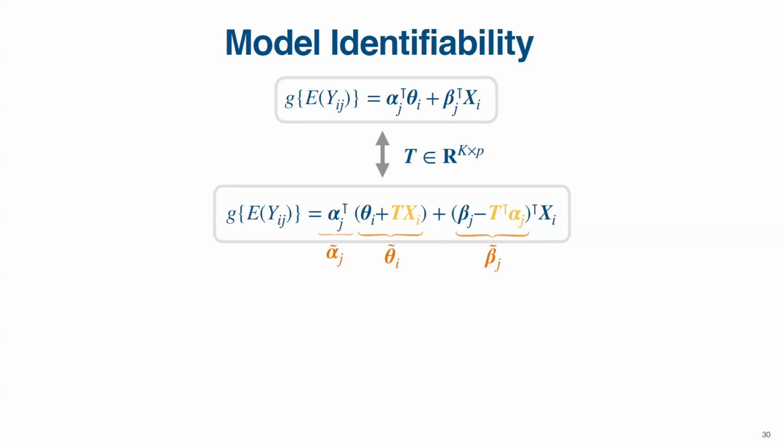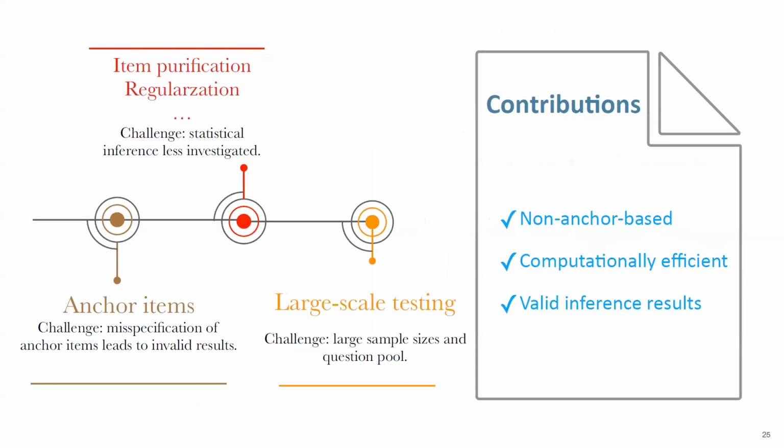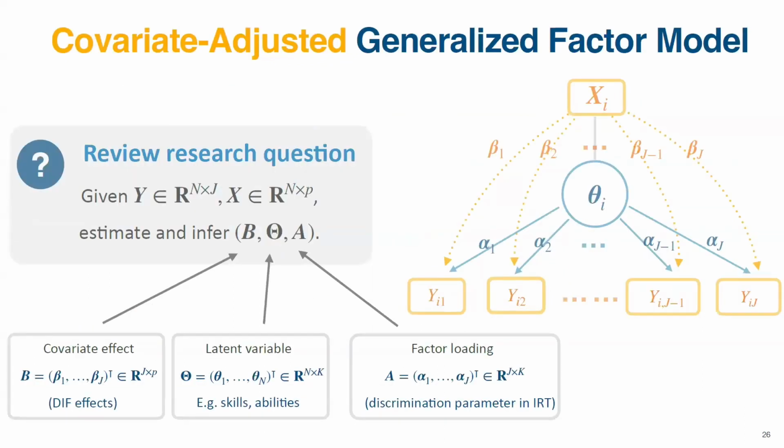Would there be interaction between the questions? Could be. That's the loading. If we go back to the model, the factor loading essentially depends on how a question depends on the latent factors. If a question depends on only some of the latent factors but not all, then this alpha could be sparse. Or if it depends on all the latent factors, every component of alpha could be nonzero.